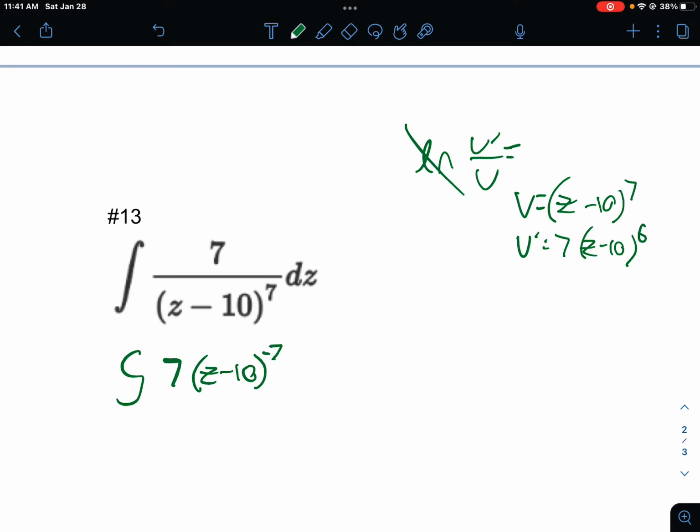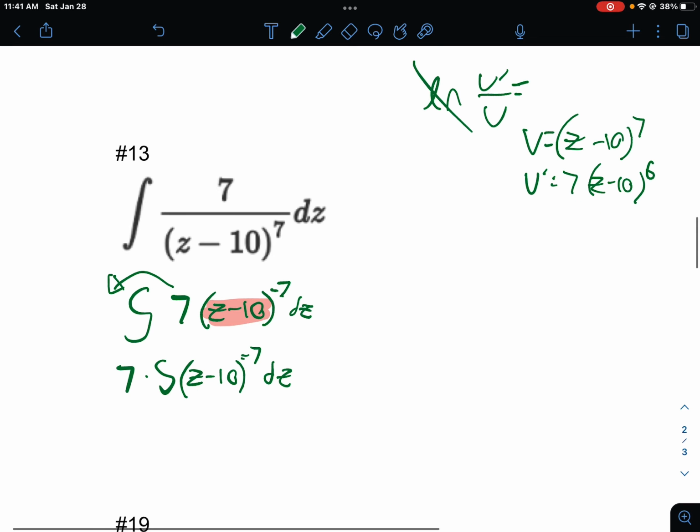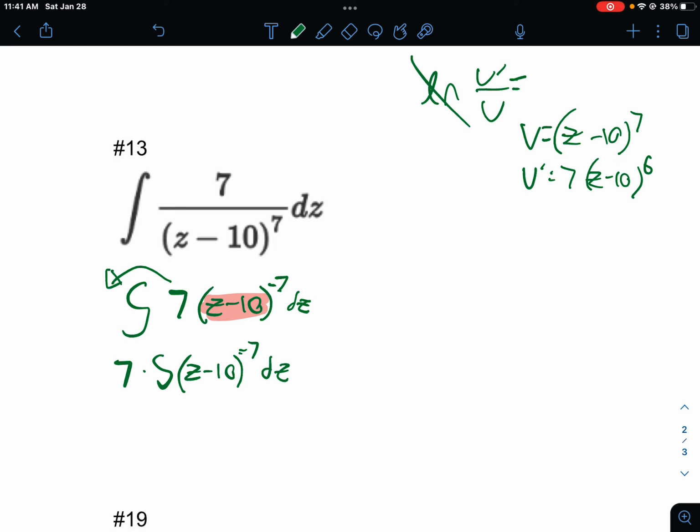And this looks like now it's going to be a chain rule. The derivative of the inside, right here, is 1. So this 7 right here, we're going to pull out to the front of our integral. We're going to have 7 times the integral of z minus 10 to the power of negative 7. Now here, we just have to go through and integrate. Basic integration problem, power rule. The derivative of the inside is 1, so there's no fixing we really have to do. And so let's go through and do it. We're going to get 7 times z minus 10 to the power of n plus 1, so negative 7 plus 1 is negative 6, over negative 6 plus c.